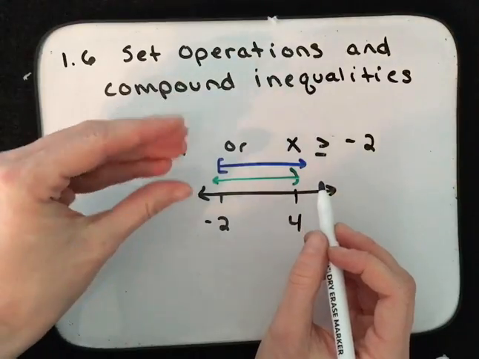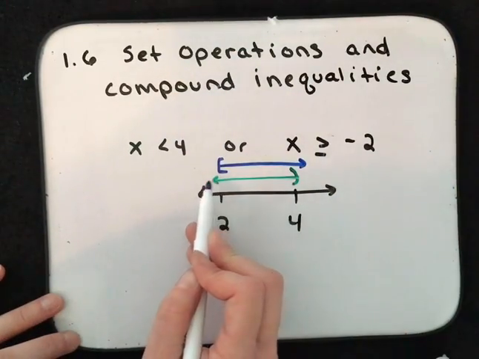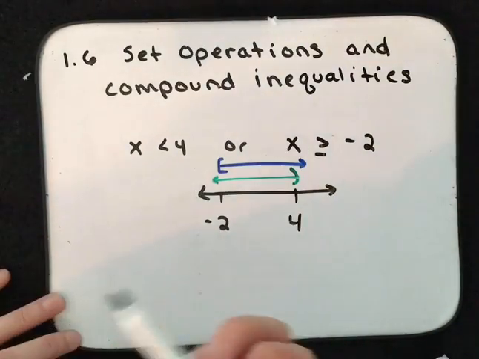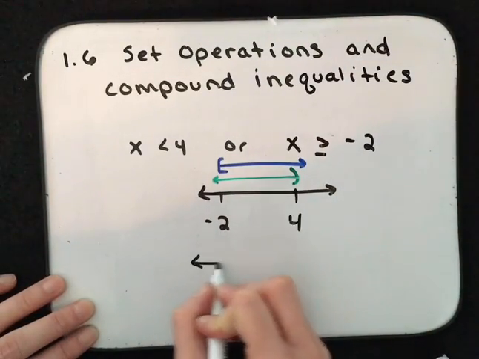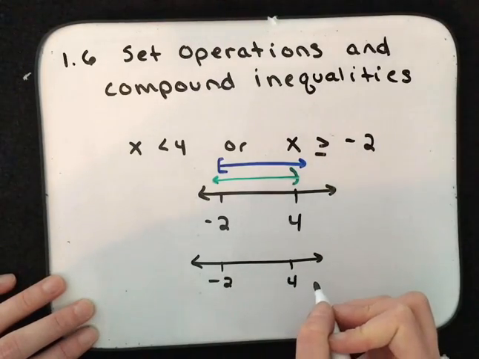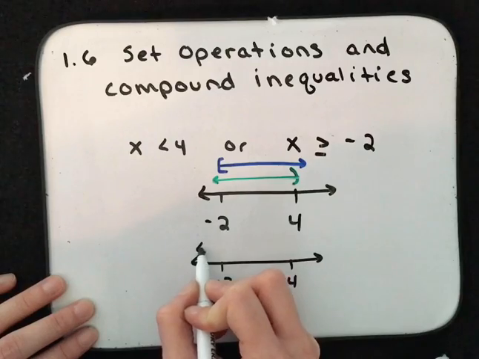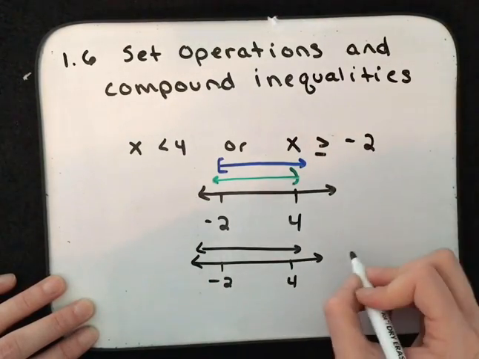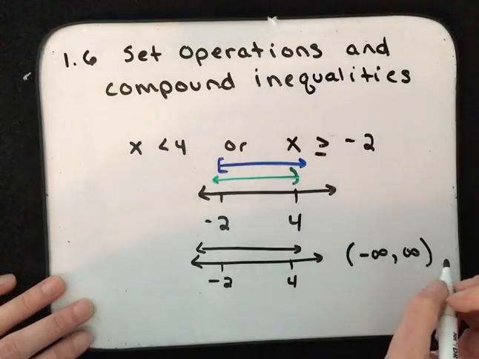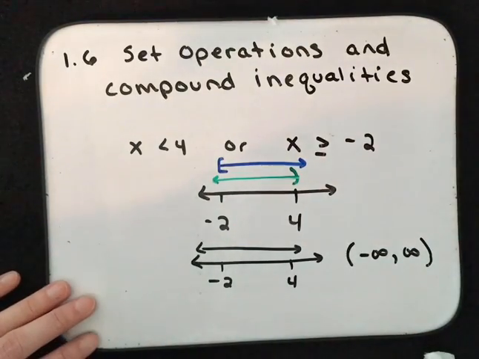Now what's going to happen if I move these together? See how this arrow extends down? See how this arrow extends up? So if I overlap these and use them together, it is going to look like this, which means our solution set would be -infinity to infinity, or all real numbers. Let's look at one more example.